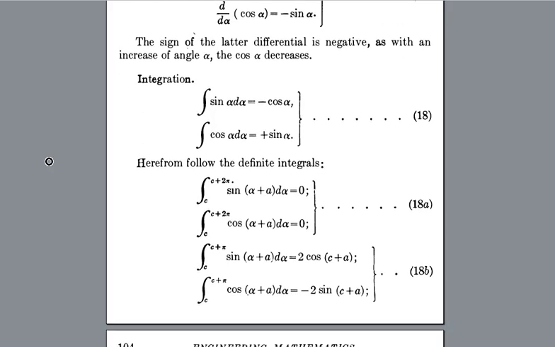Integration. The integral of the sine of alpha with respect to alpha equals the negative cosine of alpha. The integral of the cosine of alpha with respect to alpha equals the positive sine of alpha. From these, the definite integrals over a full period are: the integral from c to c plus 2 pi of the sine of alpha plus a with respect to alpha equals 0. The integral from c to c plus 2 pi of the cosine of alpha plus a with respect to alpha equals 0.